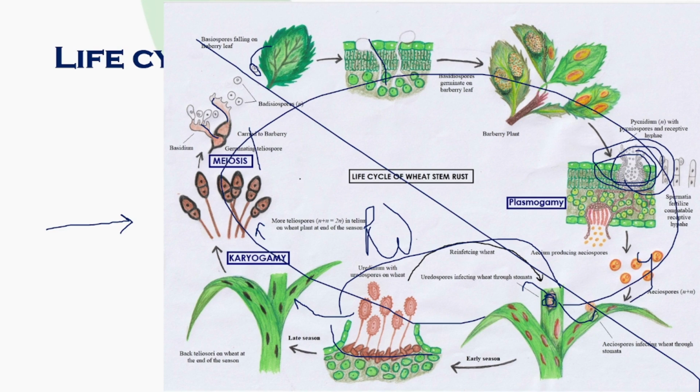Sir, what is the mode of entry of basidiospore in barberry leaf? Mode of entry means, like for aeciospore the mode of entry is stomata. Oh, okay, wheat. So you are asking how this basidiospore enters. I will show you one picture.